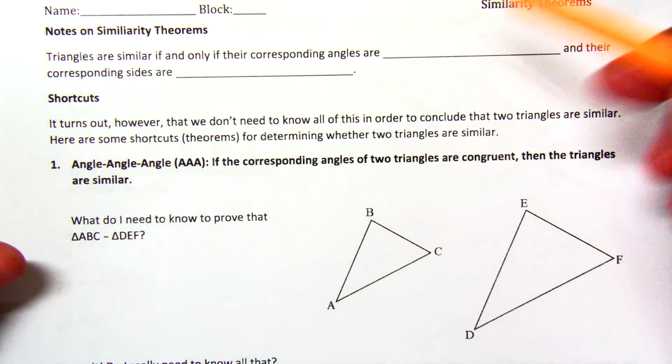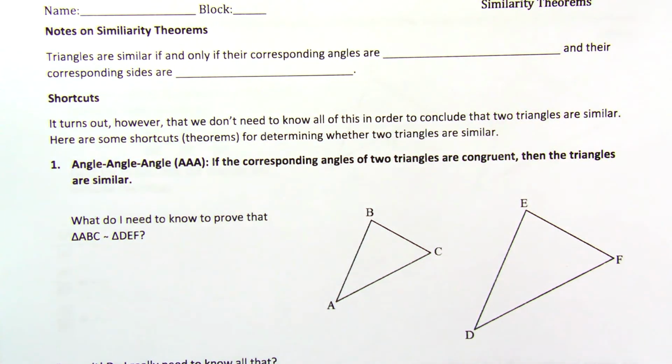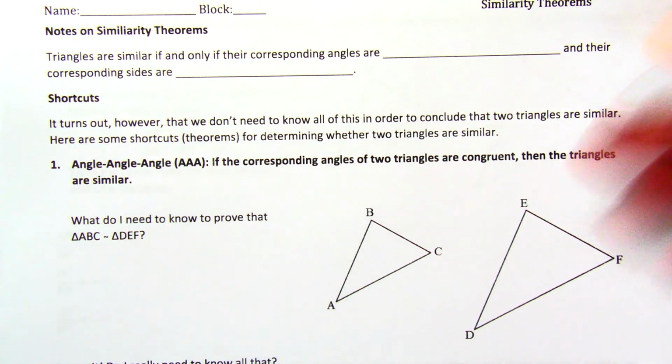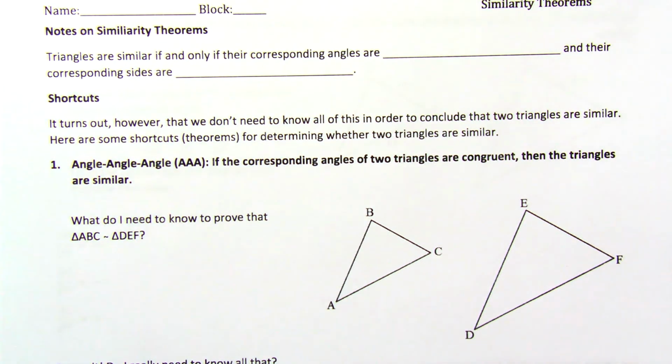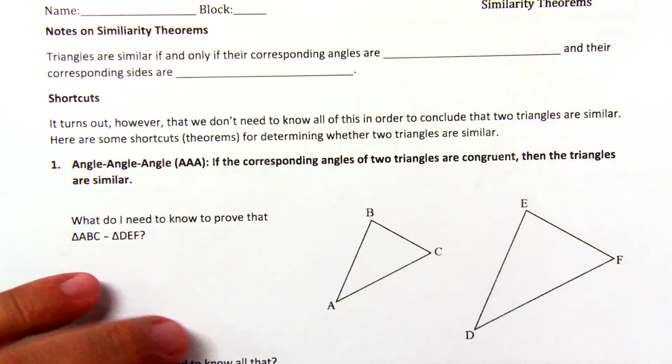Alright, so we're going to go over some theorems about similarity here. These are going to be theorems that will show us that two triangles are similar. So far we started out with assuming that the two triangles are similar. Now we're going to figure out how to prove that they're similar.